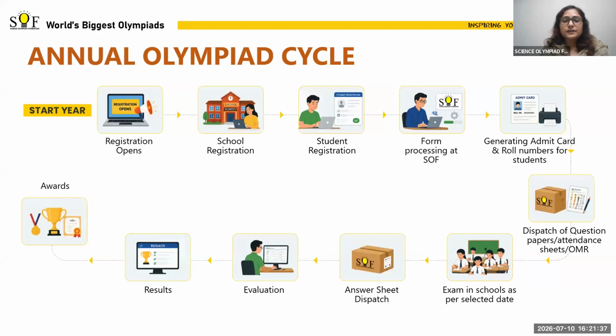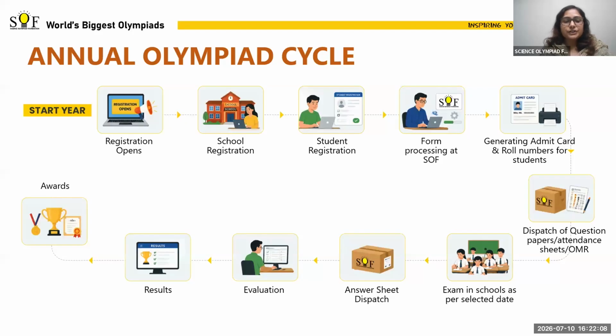After successful processing, roll numbers are generated for all the registered students, and the required examination materials, which include the question paper, OMR sheets, and attendance sheets, are dispatched to the schools. The examination is then conducted on the selected date. After the exam, schools are required to send the complete OMR sheets back to the SOF center within the prescribed time.